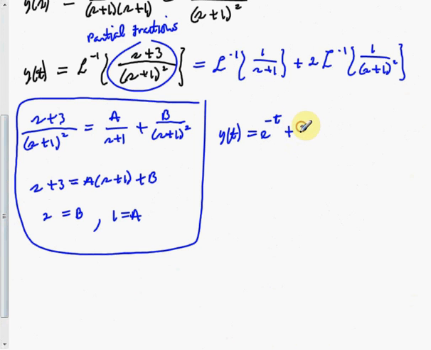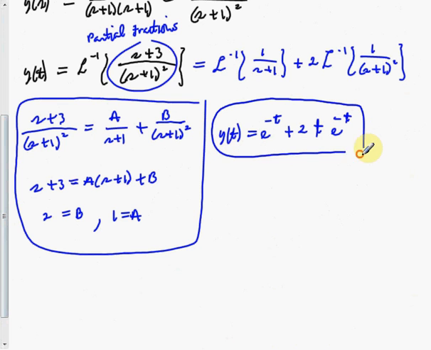plus this 2. Now, here I have to use that first translation theorem. The inverse of 1 over s squared is t, right? So that's the function. And then the inverse of 1 over s plus 1 is e to the negative t. So times e to the negative t. Okay? We'll stop there. Thank you.